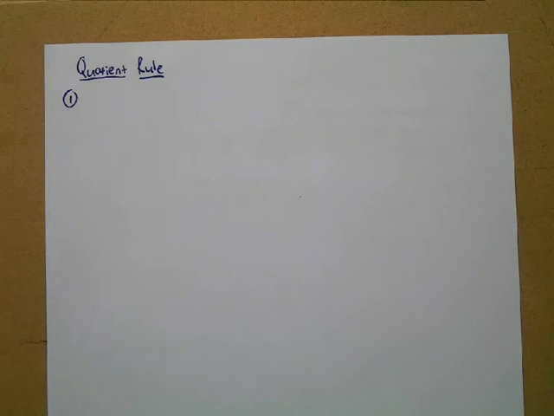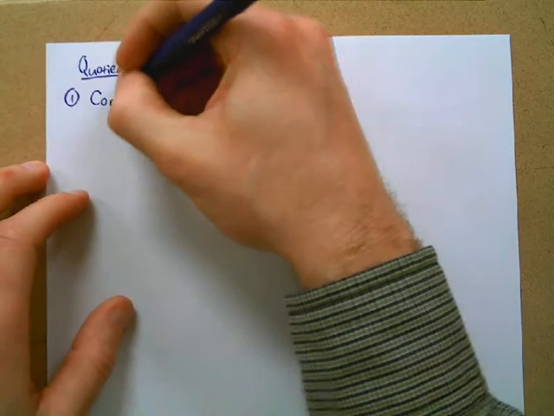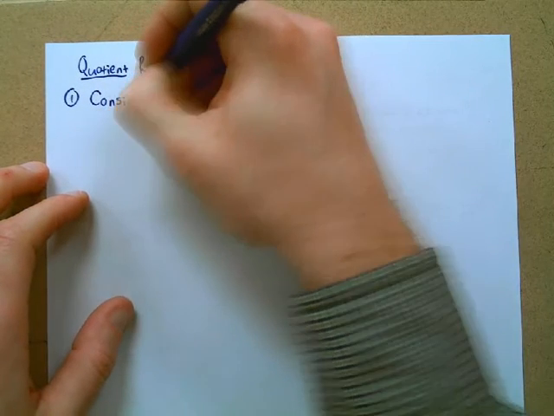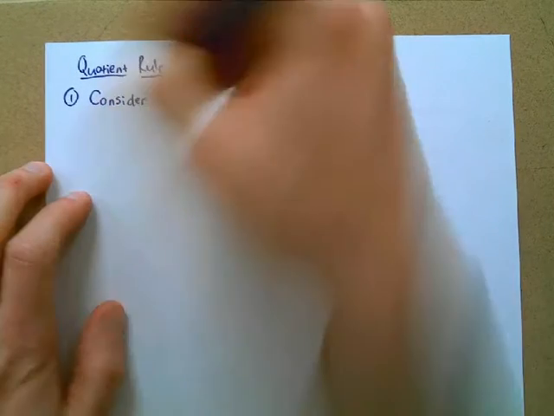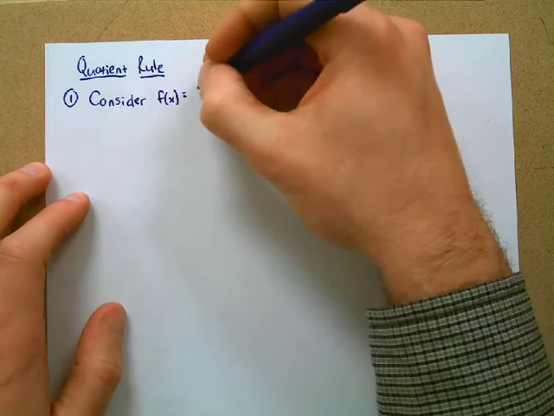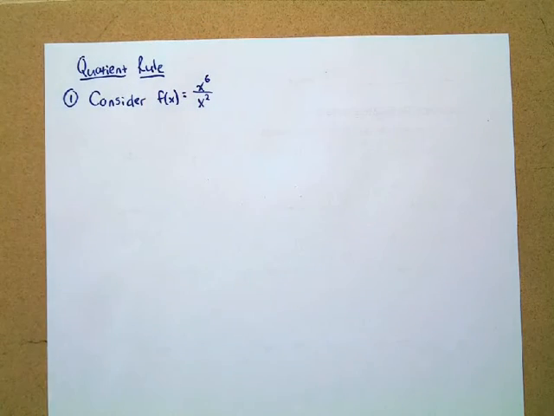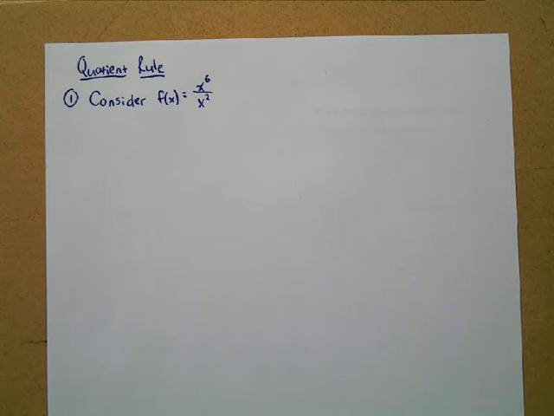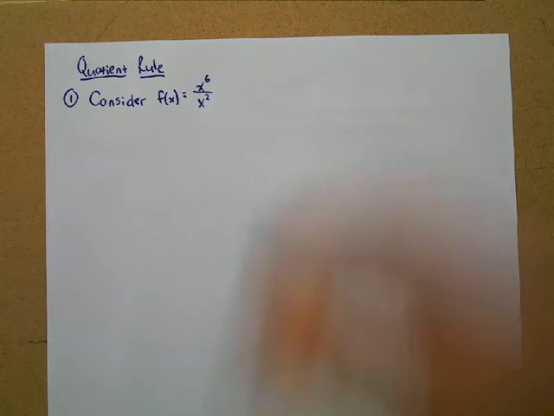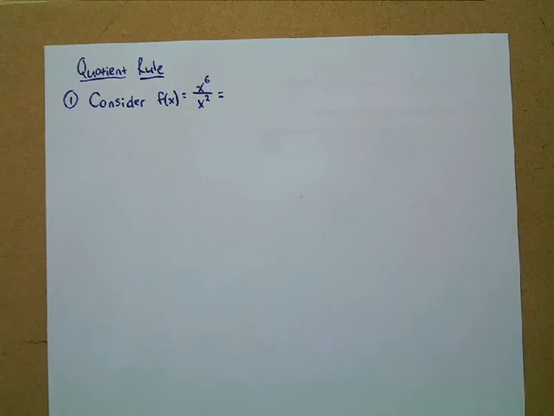So when we talk about the quotient rule, let's start with a quotient here. So let's consider f of x equals x to the 6th over x to the 2. Okay. We know x to the 6th divided by x to the 2 is the same thing as what when we simplify it? X to the what? 4.